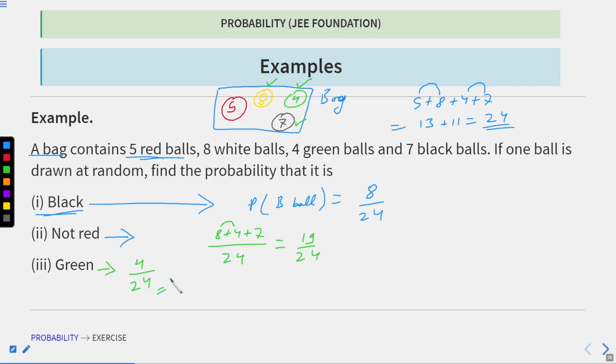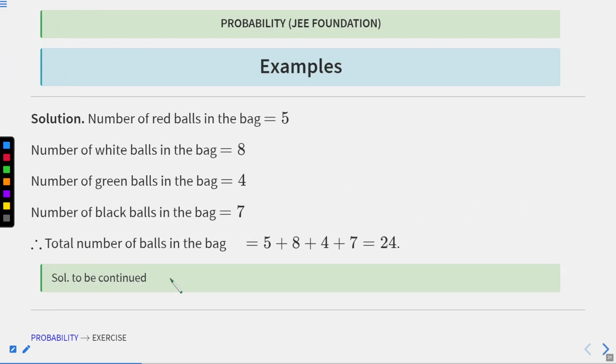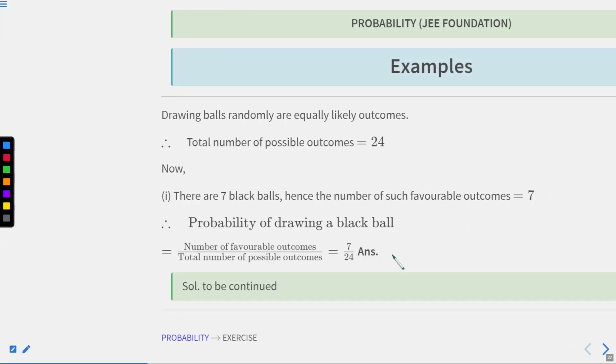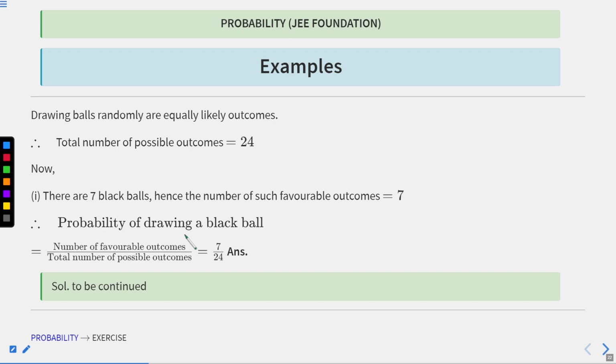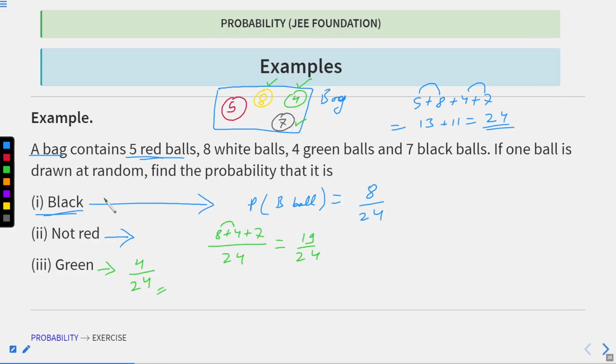So let's move to the next. The total number of balls in the bag is indeed 24, and for black balls, I made a little bit of a mistake earlier. The number of black balls is 7. So 7 by 24. Sorry for the mistake.